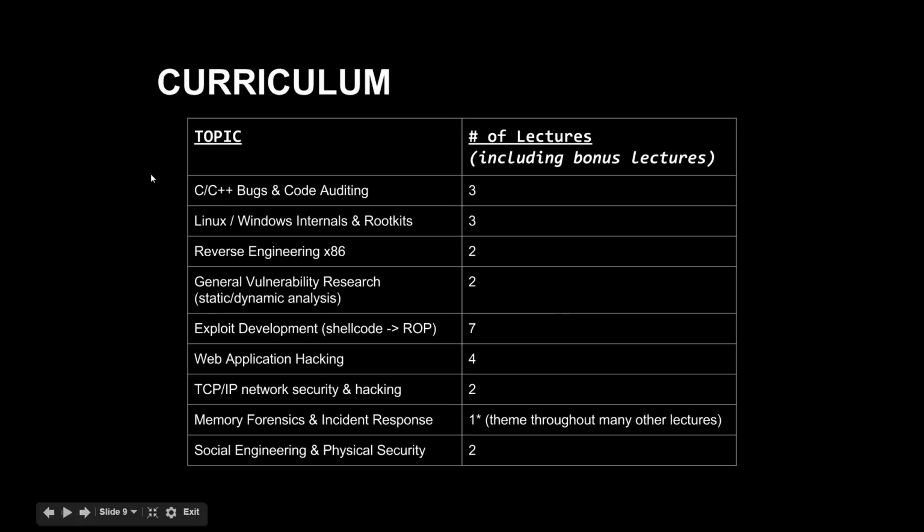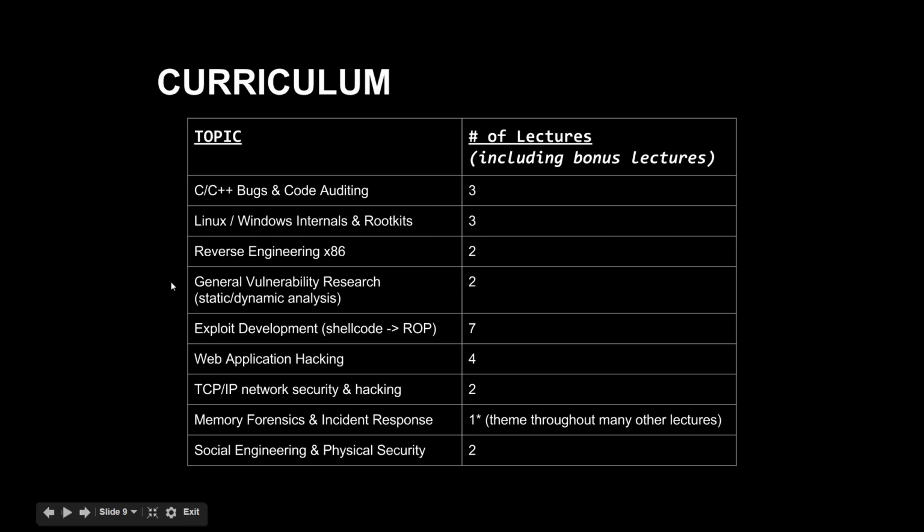This is a not chronologically ordered breakdown of just how many lectures we dedicate to each topic. The beginning topics of C and C++, bugs and code auditing, as well as Linux and Windows operating system internals, fundamentals, and how rootkits work on them, take collectively 6 lectures. After that, we dive into the real content of the course, starting with reverse engineering. We have 2 lectures on that.